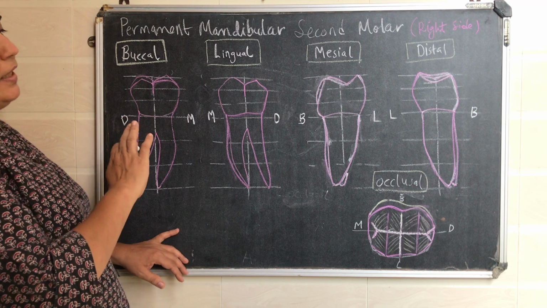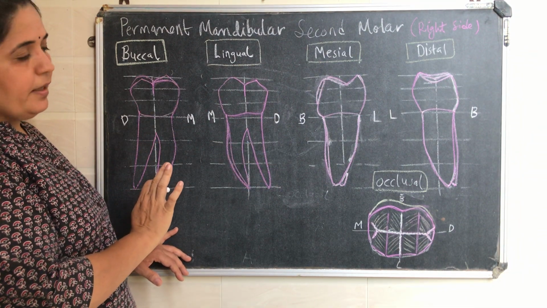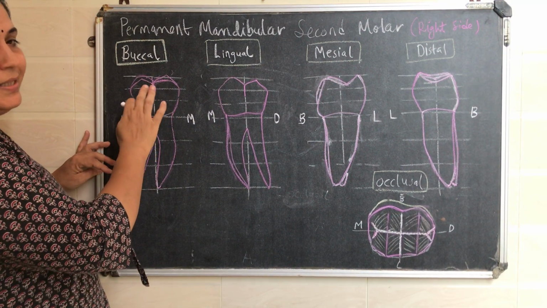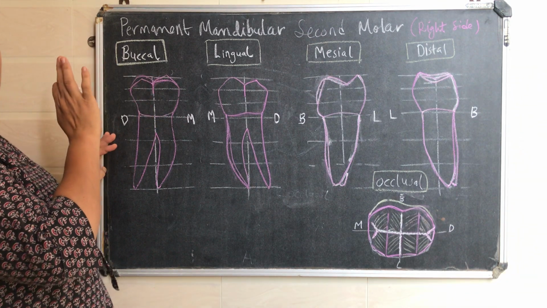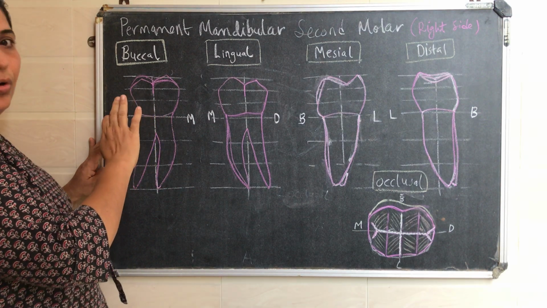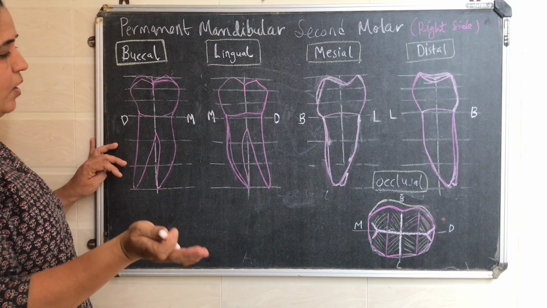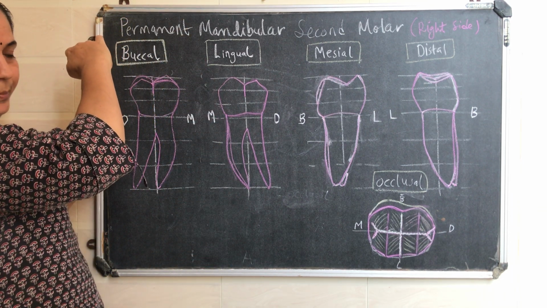Now we see the differences from all aspects. From the buccal aspect, you can see 4 cusps. In first molar, you can see 5 cusps. In second molar, you can see 4 cusps. The 2 buccal cusps are in foreground and the 2 lingual cusps are in background, right?